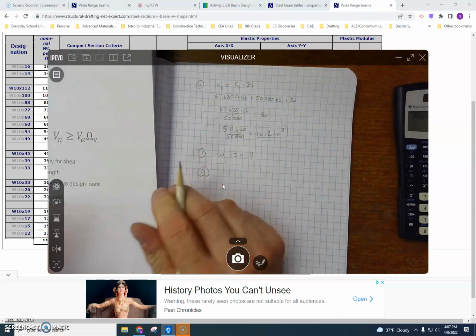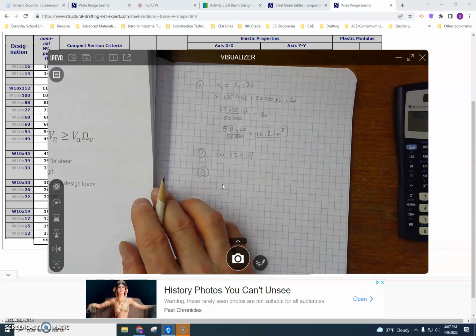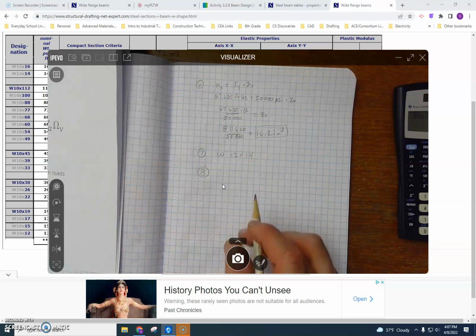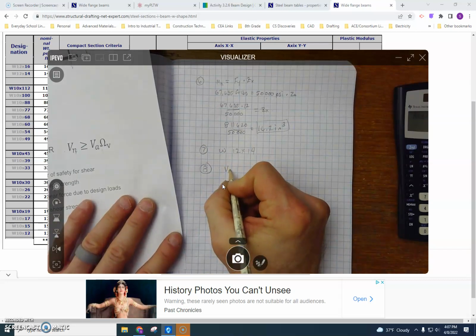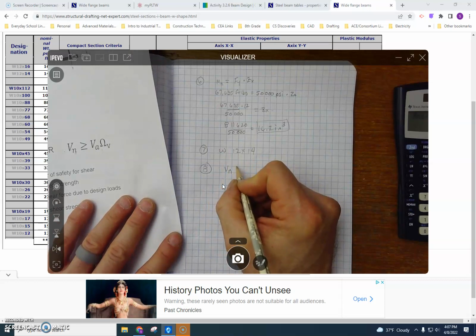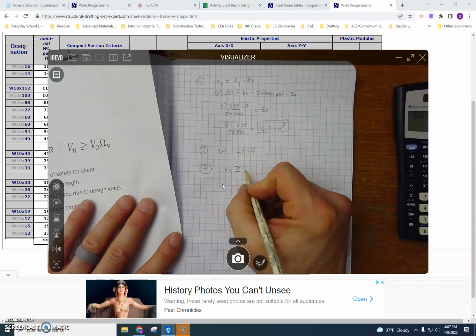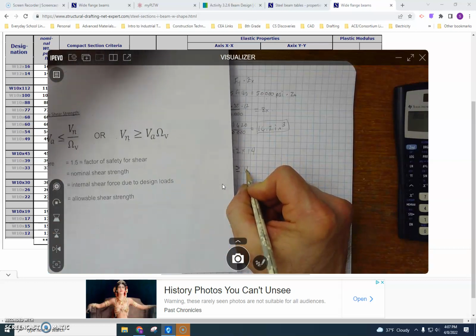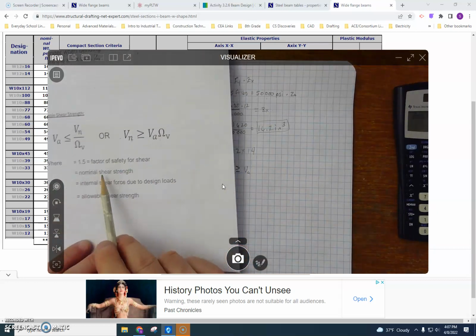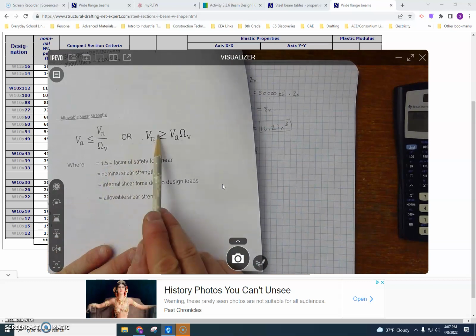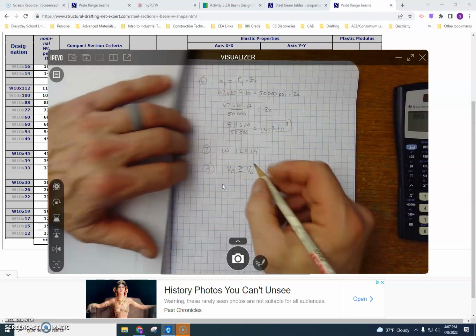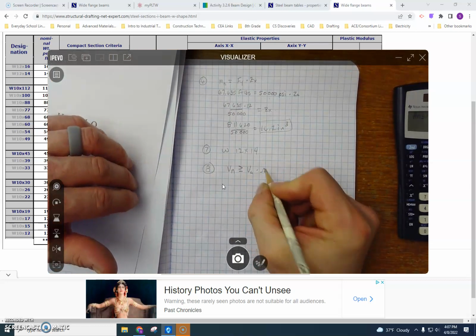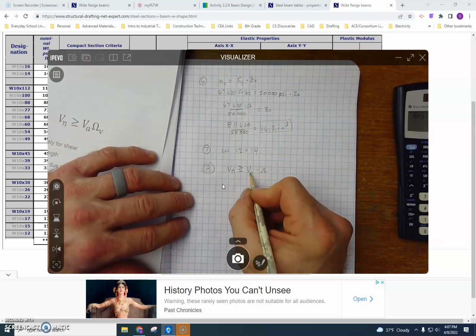So now we are figuring out our shear capacity. So our formula is Vn must be greater than or equal to Va. Now we already figured out Va, and we already know our omega here, because our omega is right here. It's one. That's our safety factor always, 1.5. So I'm going to put omega times Va. So our Vn is going to equal our Va.